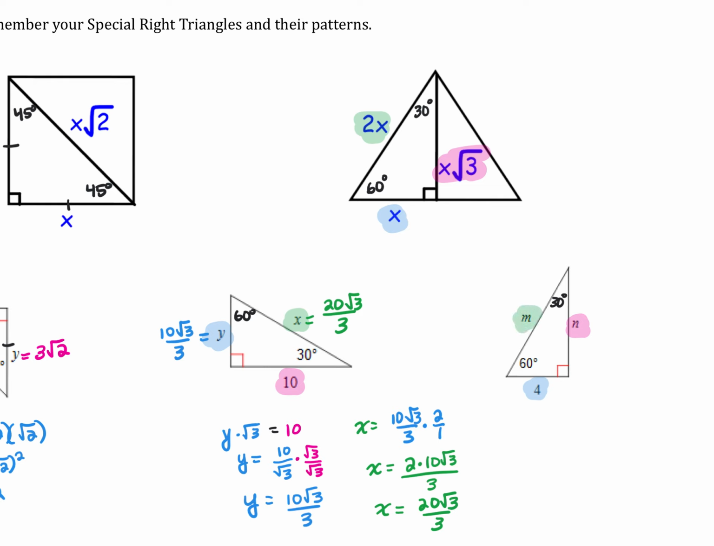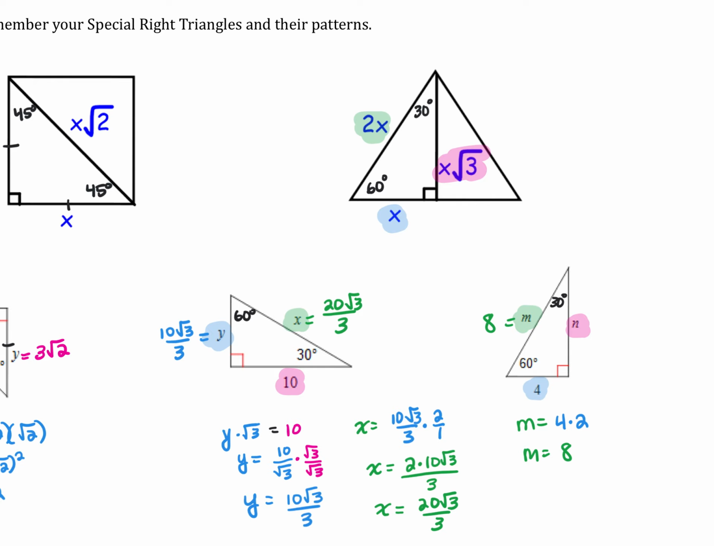So if I look at my relationships here, if I take x and I multiply it by 2, blue times 2 gives me green. So I need to multiply 4 by 2 to get the green. So in order to get m, I have to do 4 times 2. Well, that just gives me 8. All right, that was easy enough.